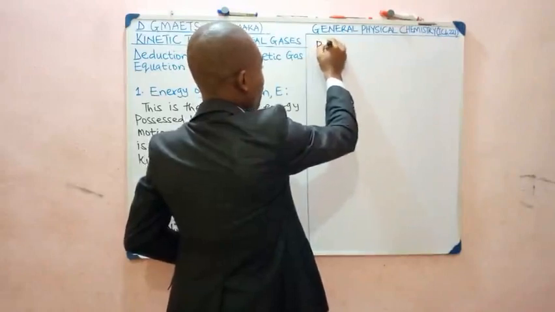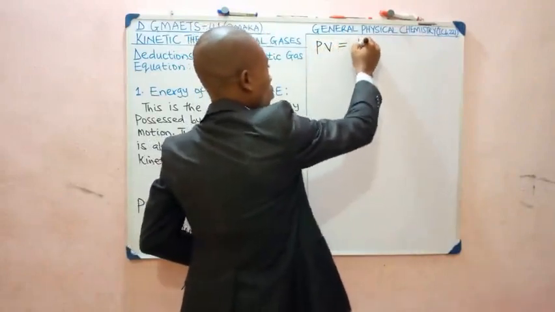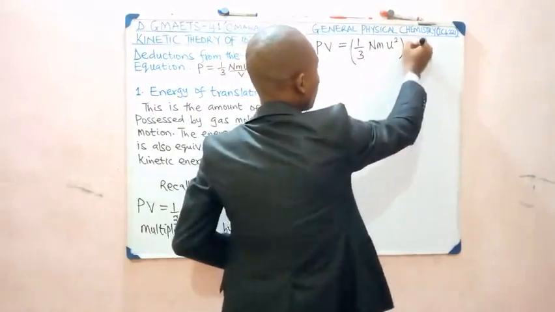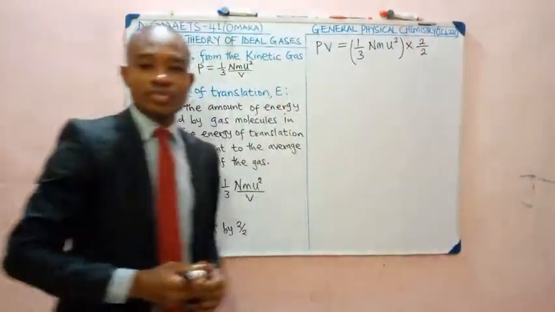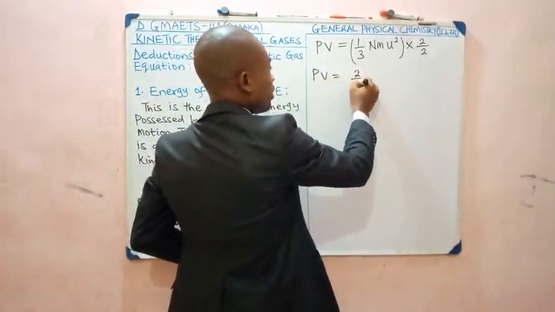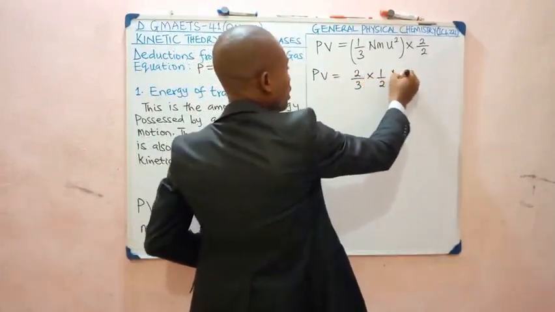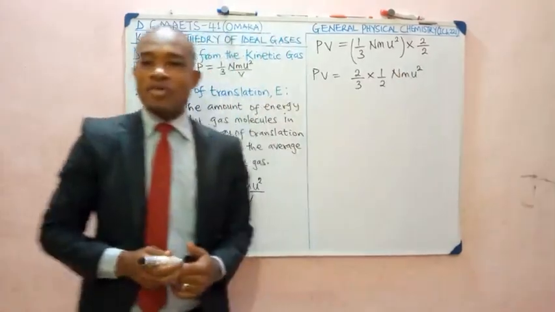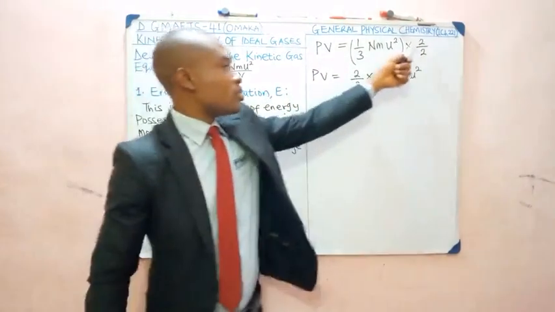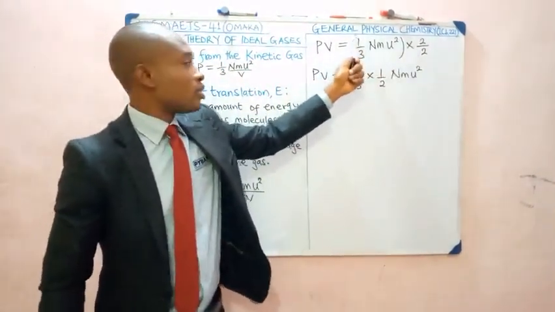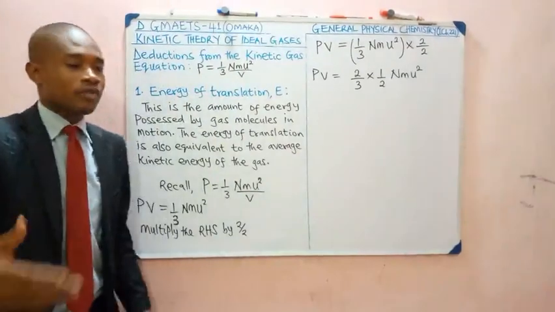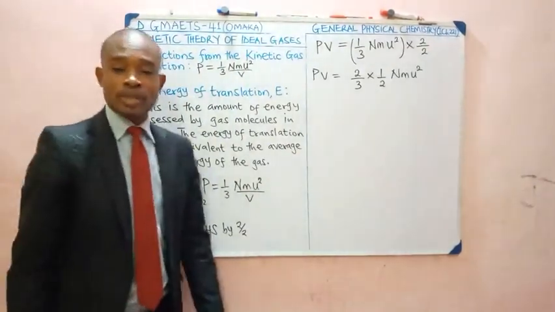It implies that pressure times volume will now be equal to 1/3 Nm u², multiplied by 2/2. What if I choose to write this equation as PV equal to 2 divided by 3 times 1/2 Nm u²? Am I wrong? You know that this 1 times 2 will give you 2/3. So all I did here was bring this 2 to become the numerator of 3, and take this 1 to become the numerator of this 2. Remember that multiplication is commutative. Order of arrangement does not affect what you are doing.